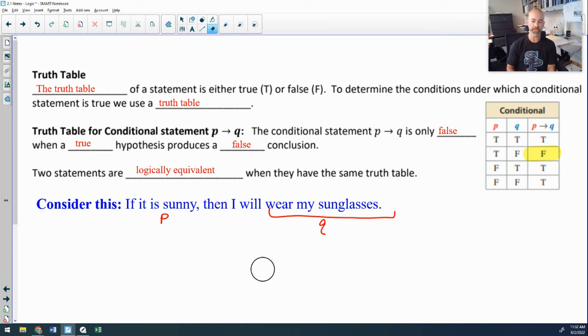So the only combination that would disprove the statement is if P happens and Q does not. And that is what would lead to the false statement here in my truth table. So hopefully that makes some sense. It was a little bit confusing to me at first, and I had to do some research and thinking about it, but there we go.